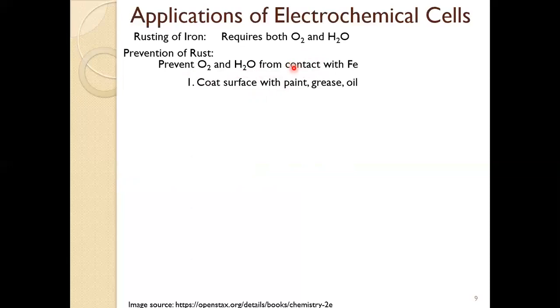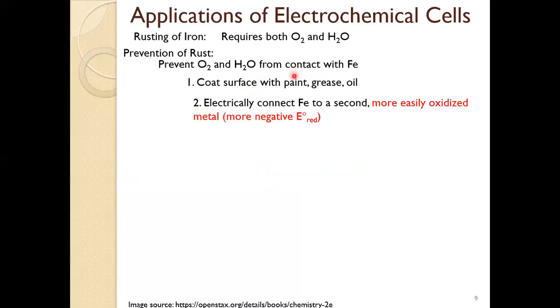It's a great solution, but unfortunately, it's only a temporary solution, because if you paint your iron fence, keep it from rusting, great, but then a couple years later, you're going to need to repaint that fence and keep it painted to keep it from rusting. A second method is to somehow electrically connect the iron to a second, more easily oxidized metal. This more easily oxidized metal we can recognize as one having a less positive or a more negative reduction potential. This is what's known as cathodic protection.